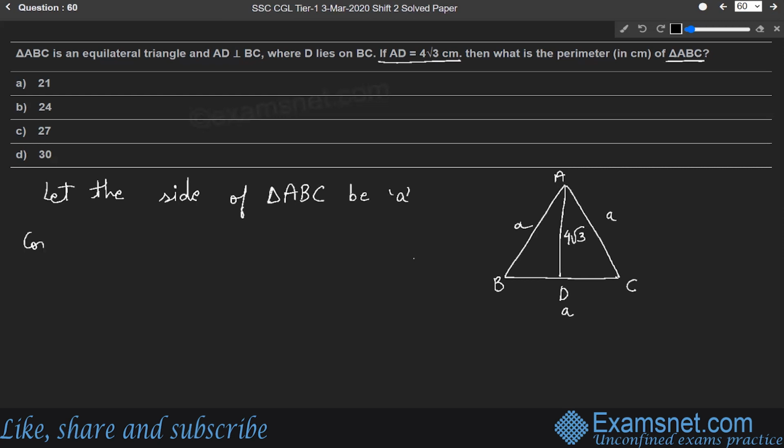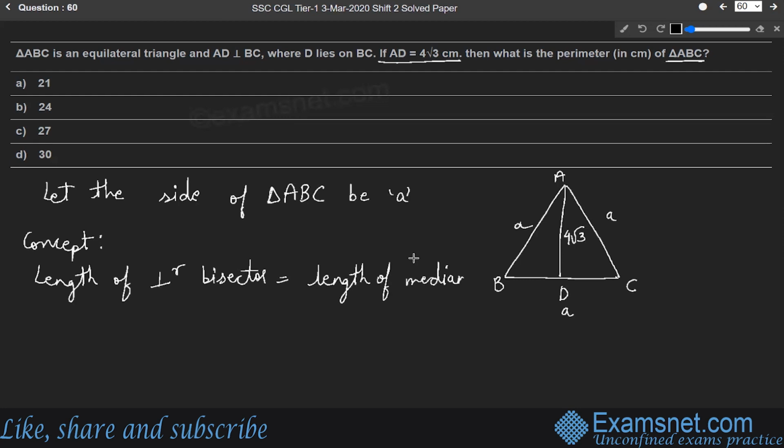So let us understand the concept first. The concept is length of perpendicular bisector is equal to length of median. What is the perpendicular bisector here? AD. You can see that AD is the perpendicular bisector on BC. It means length of AD will be equal to length of median. For an equilateral triangle, the length of median will be root 3 by 2 into A. All right. So you have to remember this basic concept in order to solve this question.